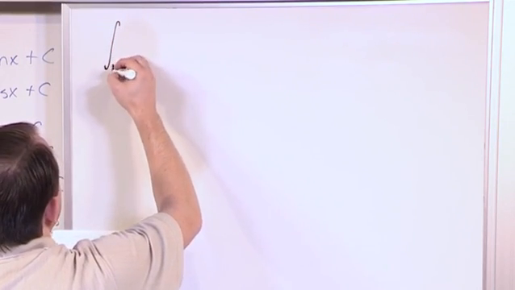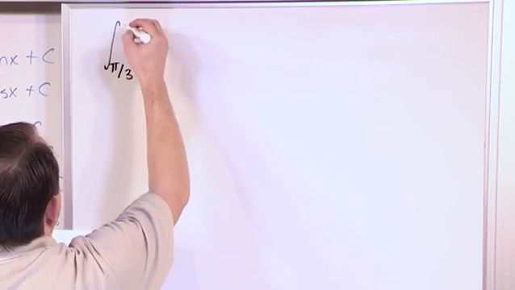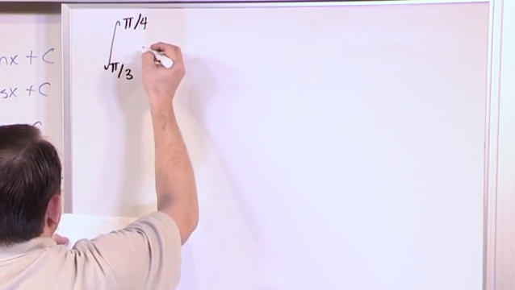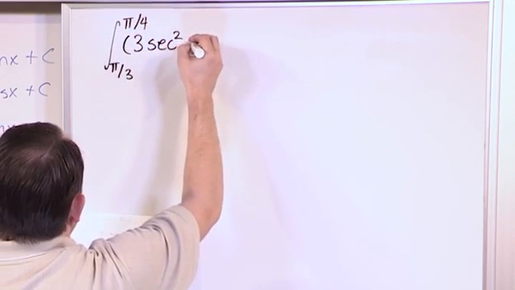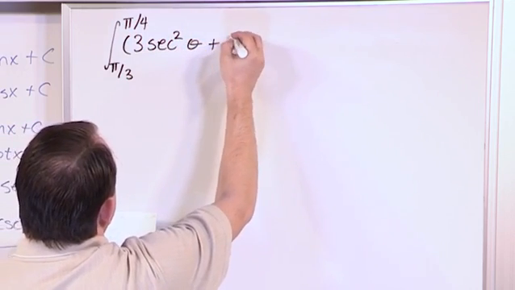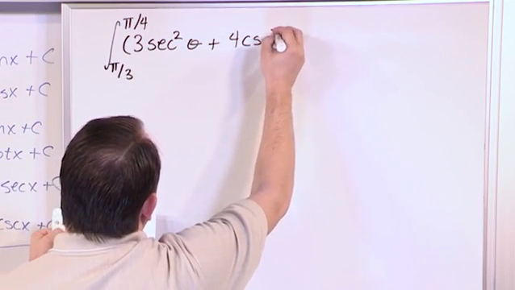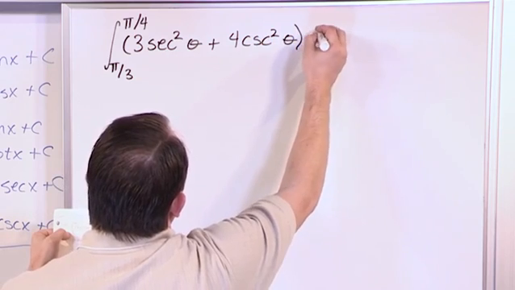So what if you have the integral from pi over 3 up to pi over 4 of the following function? 3 times the secant squared of theta plus 4 times the cosecant squared of theta d theta.